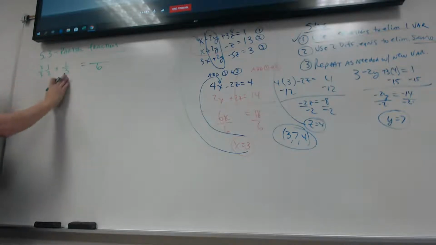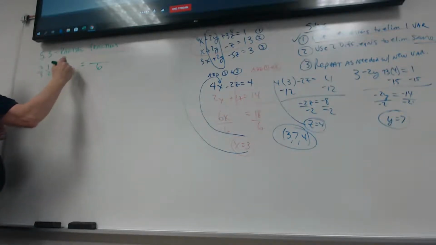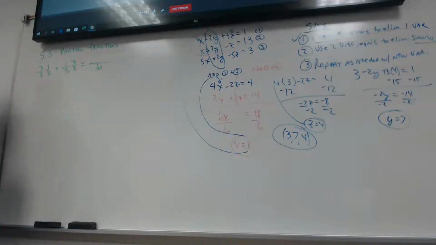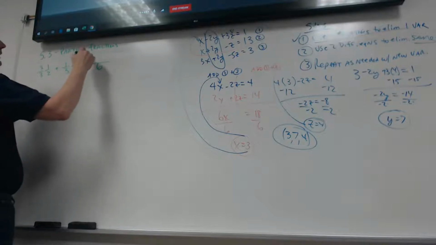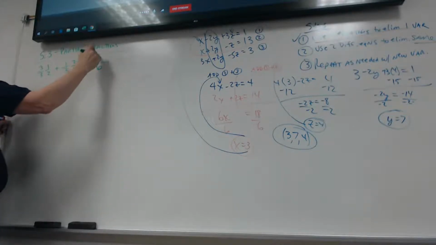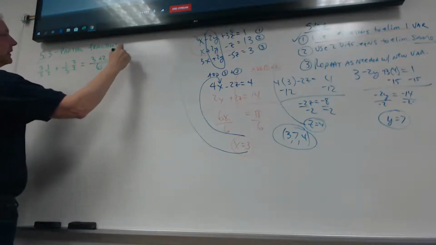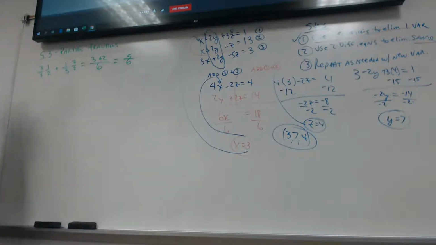Well, what do I multiply 3 by to get 6? 2. So if we multiply that by 2 over 2, I haven't changed anything. 3 times 1 is 3. 2 times 1 is 2. I'm going to add those together, and I'm going to get 5/6.